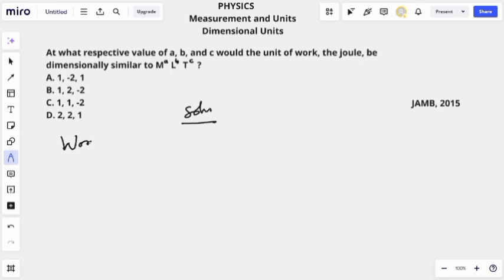Work is a physical quantity. Theoretically, work is energy. Work is the amount of energy put to do something or to get things done. But in physics, we define work as the product of force times what? Times distance.